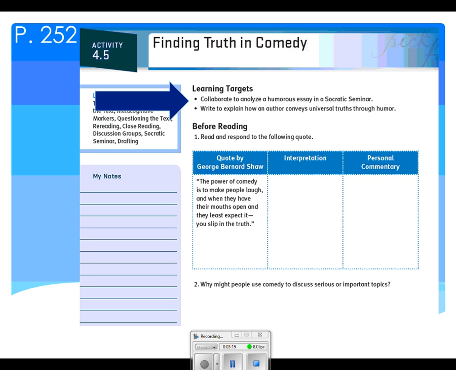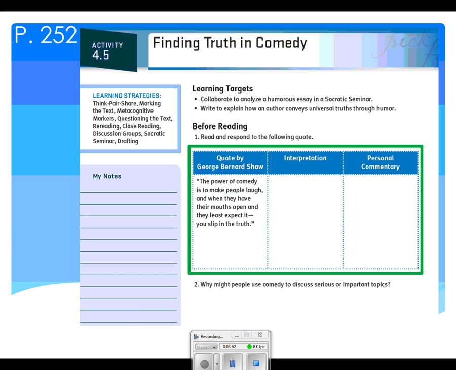All right, so with these 2 learning targets, you probably already took care of them. First goal, you folks are collaborating, or we're working together, to analyze a humorous essay. Second, you're going to be writing how an author conveys a universal truth. You folks already practiced this with 4.4 with the Jerry Seinfeld piece, so this is kind of a repetitive motion. Reading another essay, practicing analyzing it, explaining. That's the whole process of your EA, so we're going to keep doing it again and again and again so you get better.